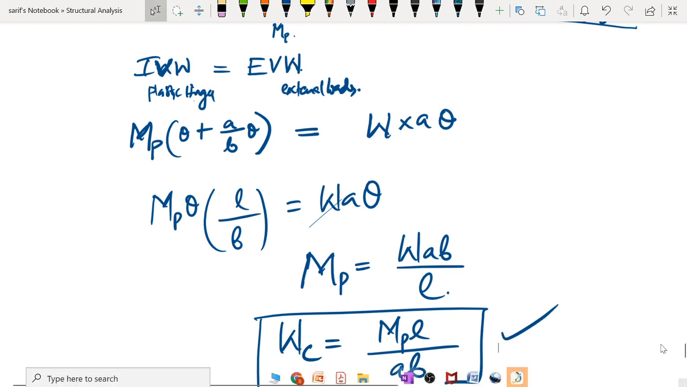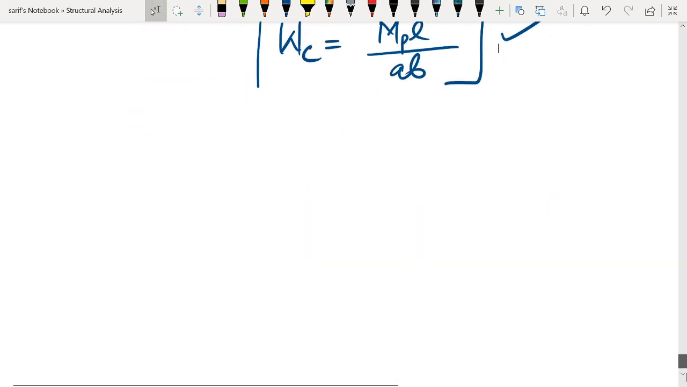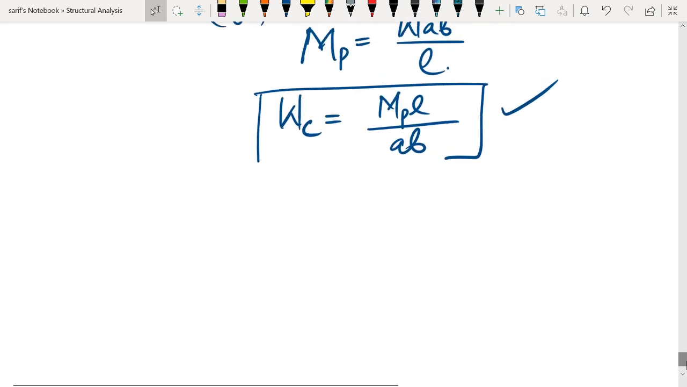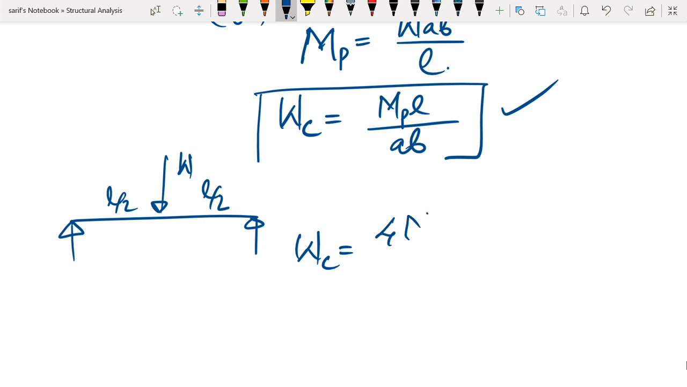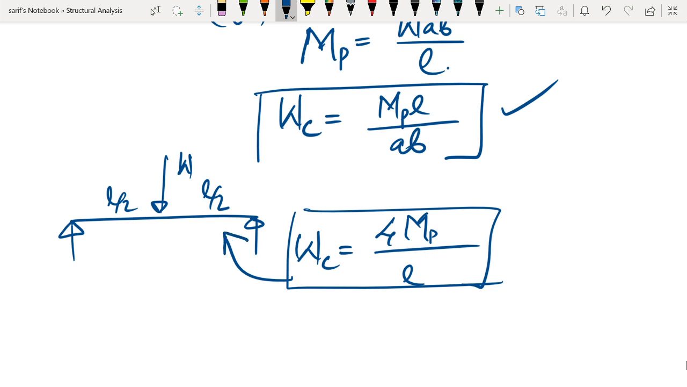Now as a special case, we can see what the collapse load will be in case the beam has central concentrated loading. So this becomes L by 2, and this becomes L by 2. In this particular equation, if we substitute A and B as L by 2, we get 4 MP divided by L. So this will be the collapse load in case of a simply supported beam with central concentrated loading.